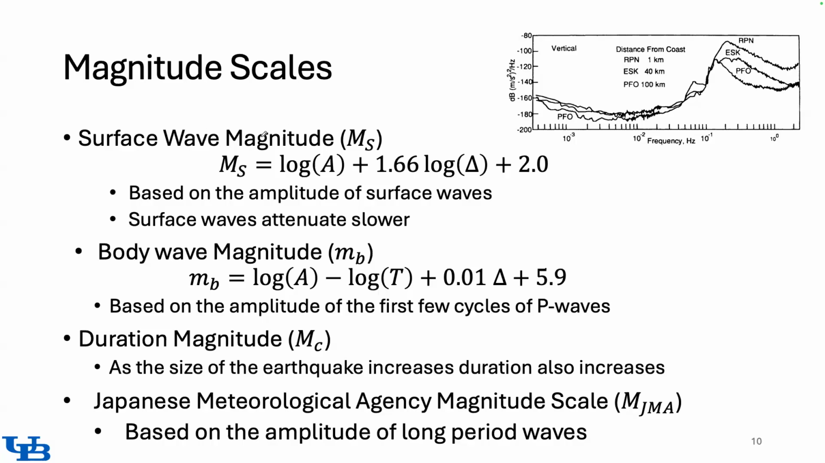Surface wave magnitude is one such magnitude scale definition, where again the magnitude of the earthquake is proportional to the log of the amplitude of the seismic waves, but in this case only looking at surface waves, and how far from the epicenter that amplitude was recorded. An equivalent one is body wave magnitude, denoted with a small m underscore b, and that looks at the amplitude of body waves, the period of that wave, and again the distance at which it was recorded.